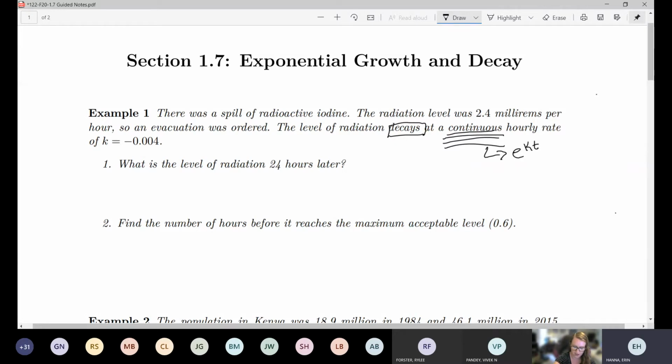They might say decays at a rate of, what would this be, 0.4%. Maybe they don't tack the negative on the percent. Anyway, what is the level of radiation 24 hours later? So we essentially need the equation and we just need to plug in 24. So I need to figure out what my equation looks like first. Well, we're given K, so that's nice. And P naught, well, again, P naught is the initial condition, so the initial value we're starting with. And we're told that we start with 2.4 millirems per hour. So that's going to be our P naught. So we can find our equation to be 2.4 e to the negative 0.004 t.